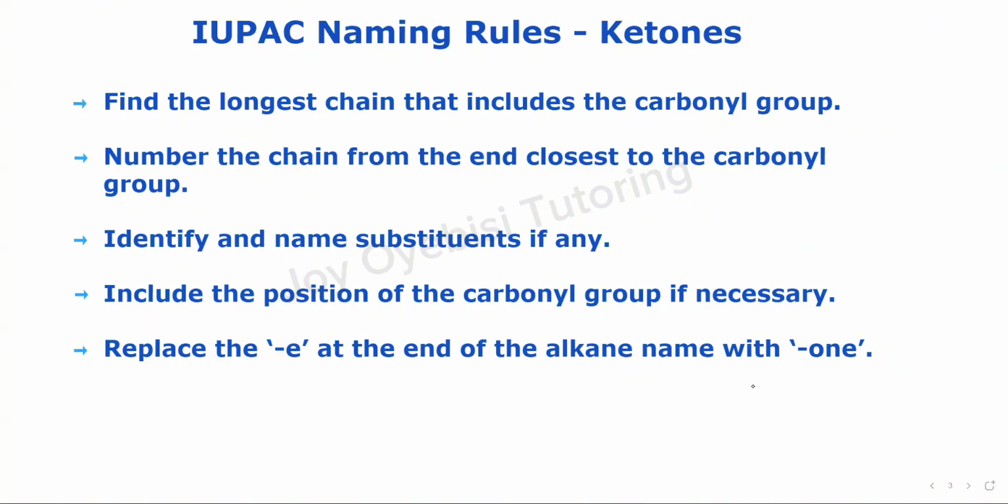The IUPAC naming rules for ketones are as follows. The first thing is to find the longest chain that includes the carbonyl group. The second one is number the chain from the end closest to the carbonyl group, which is the ketone group. Identify and name substituents if there are any. Include the position of the carbonyl group if necessary. Replace the E at the end of the alkane name with ONE, and that is the suffix for ketones.